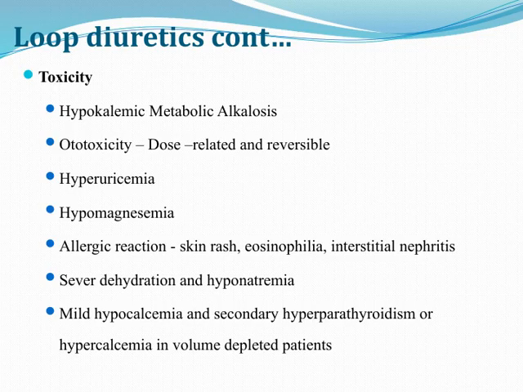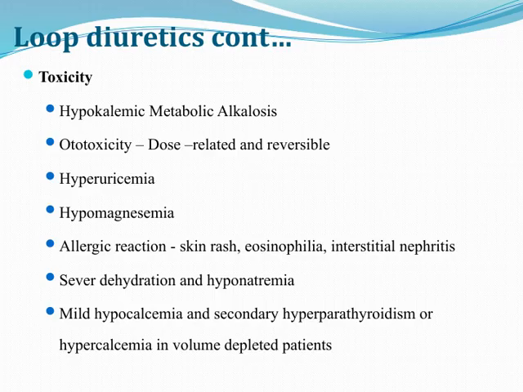Now, let's discuss the toxicity associated with loop diuretics. One key point to remember is that these drugs can cause hypokalemic metabolic alkalosis, which results from the loss of potassium and hydrogen ions. This imbalance can lead to muscle weakness and other complications if not monitored carefully. Additionally, loop diuretics are known to be ototoxic, but it's important to note that this effect is dose-related and usually reversible once the medication is adjusted or discontinued. So, patients might experience temporary hearing issues at higher doses.